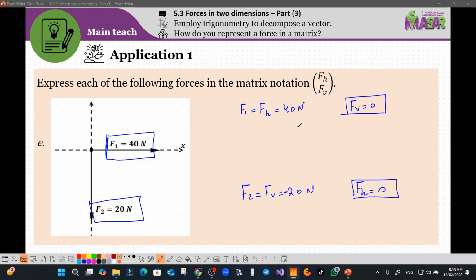Now let's use the matrix notation to represent each force. The first entry is always for the horizontal component. The vertical component is 0 here. For F2, the horizontal component is 0, no horizontal component anymore. We have only the vertical component, which is equal to minus 20 Newton.